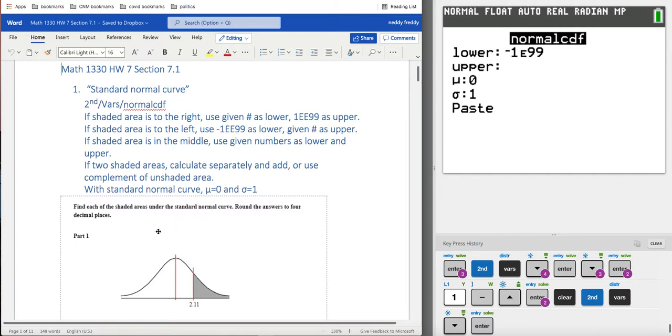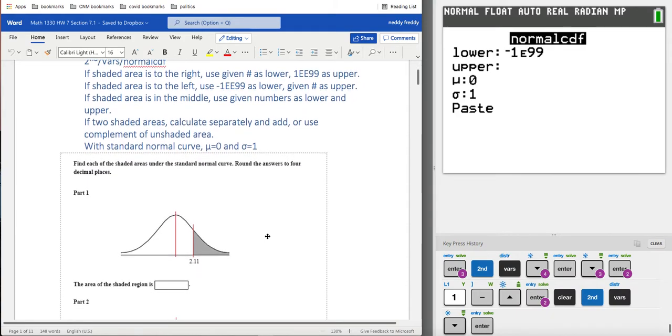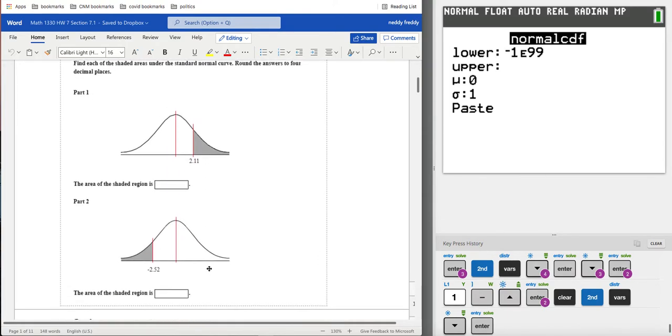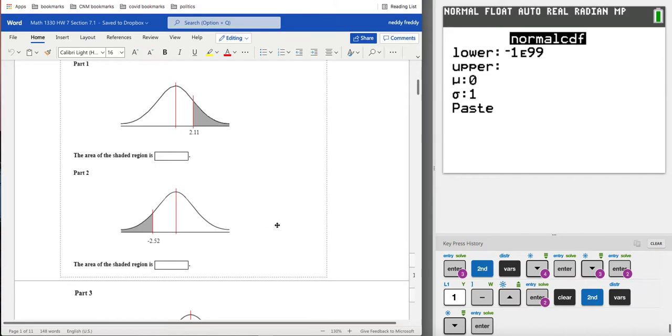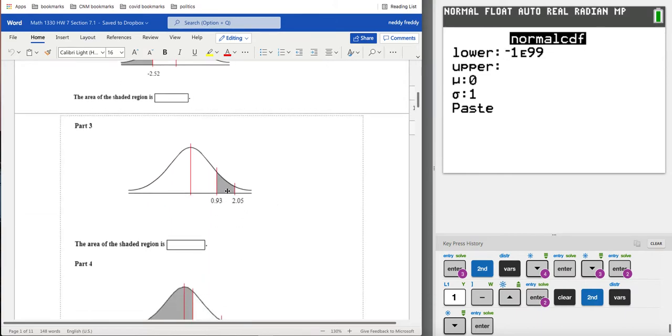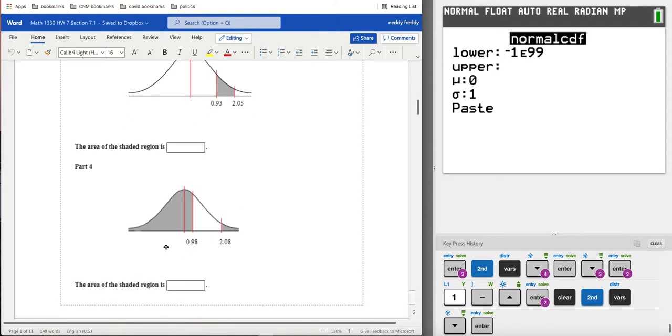For the first one in the homework here, they always give pictures of 4 different scenarios. One is the shaded area to the right of a certain z-score, then to the left of a certain z-score, then in between 2 z-scores, and then outside of the interval between 2 shaded z-scores.